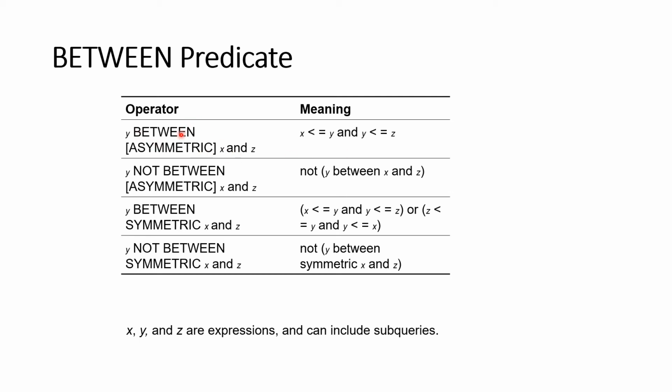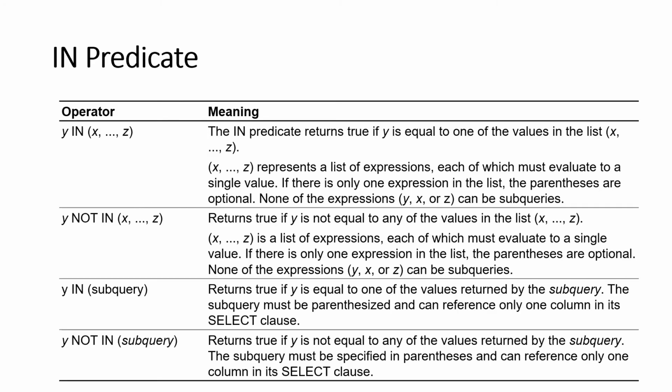Y between asymmetric x and z: x is less than or equal to y and y is less than or equal to z. So this is the meaning of these predicates. Y not between, so not y between x and z. Y between symmetric x and z: x is less than or equal to y and y is less than or equal to z, or z is less than or equal to y and y is less than or equal to x. So this way we have these between predicates, where x, y and z are expressions and can include subqueries.